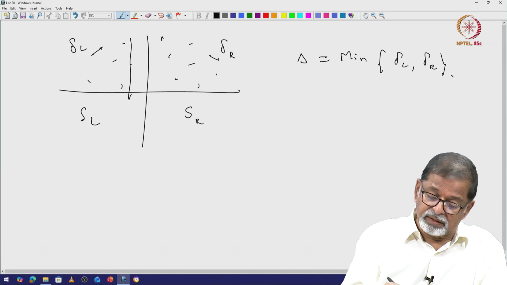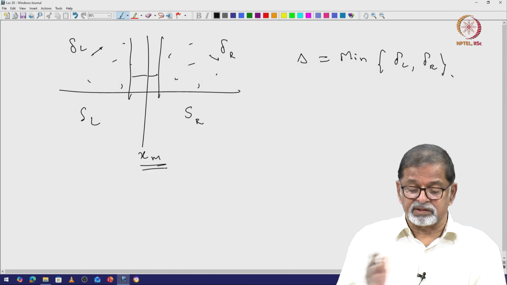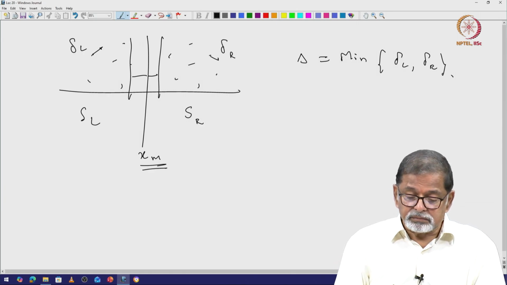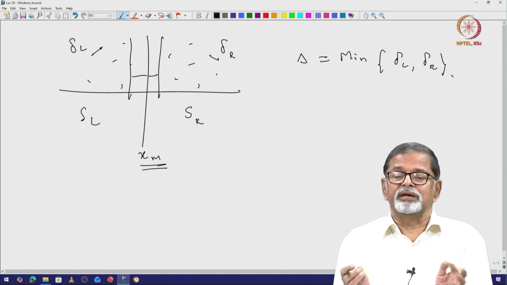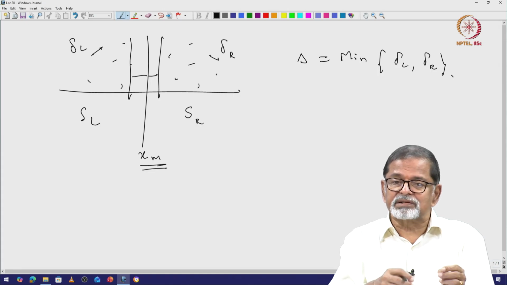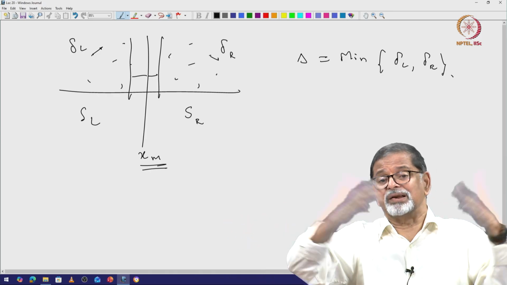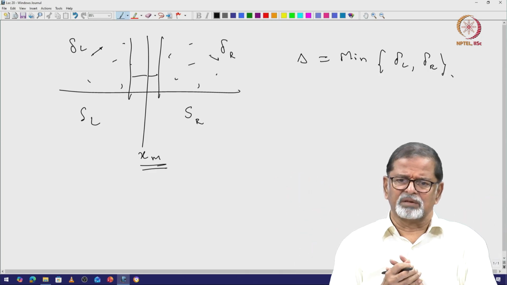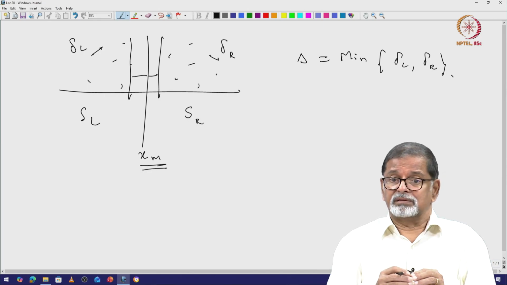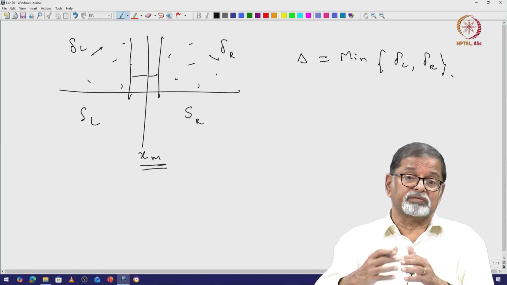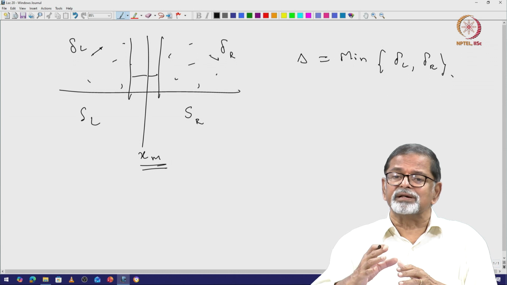So we have defined a delta band around this line. This is the median which is splitting, and we found out that it is enough if we compute the distances between the points within this delta band, because points outside the delta band are going to define larger distances. There is no need to compute those distances, but within the delta band there may be several points, there may be order n points. So we want to further reduce the unwanted distance computation.